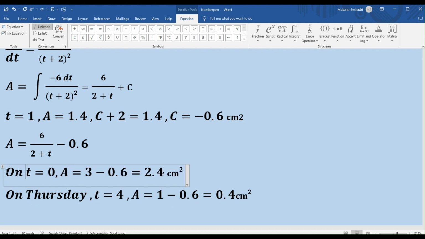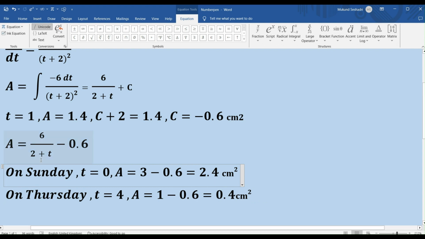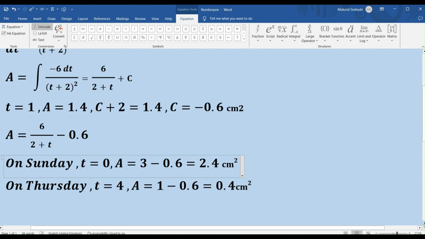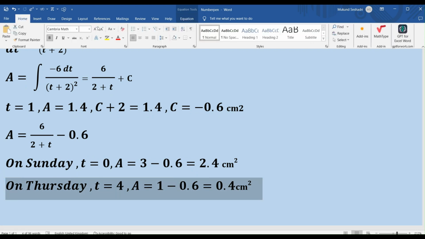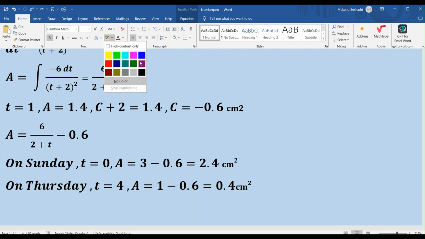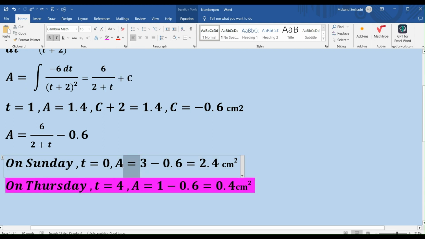On Sunday, t equals 0, and on Thursday t equals 4. And once I have the expression for A in terms of t, it's a question of simple substitution to figure out the area of the wound on the respective days. So there we are. Let me highlight my final answer in pink.